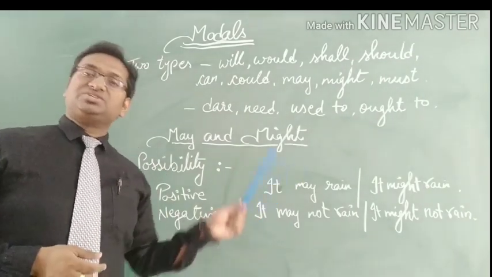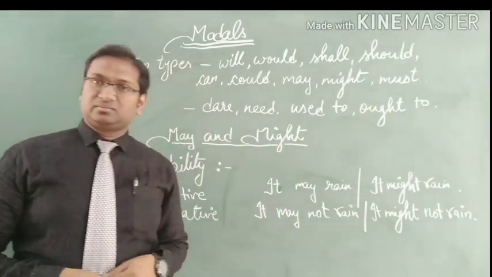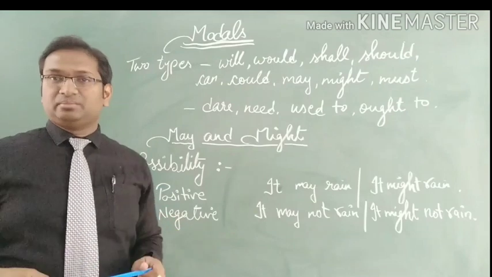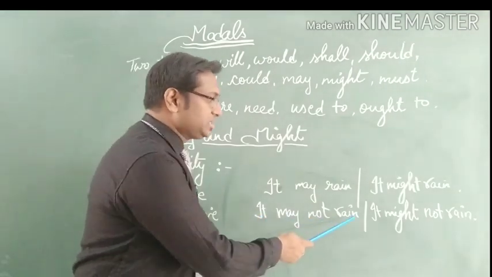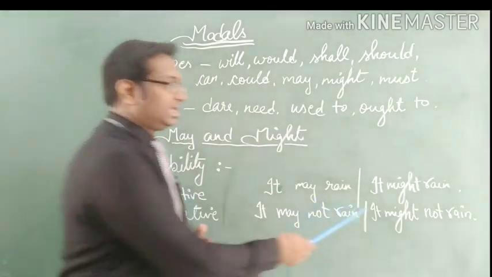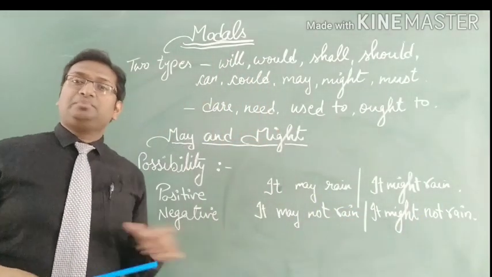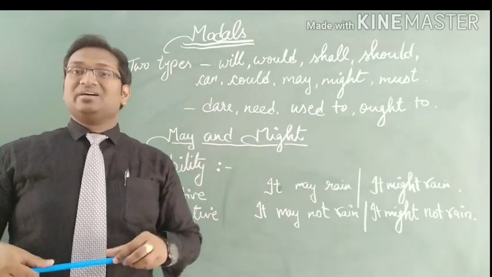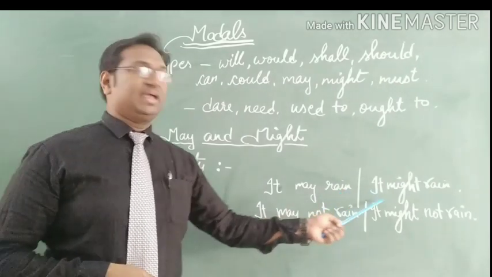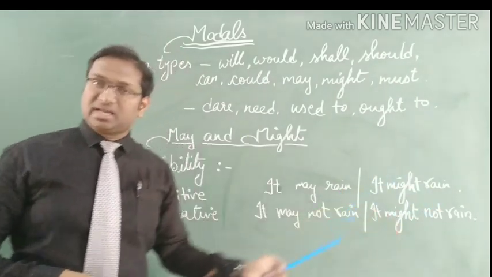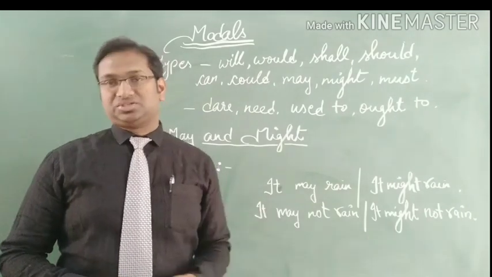Now change this into negative. For negative we are going to use not after may and might. So your sentence will be it may not rain or it might not rain. So this is your possibility of rain. Positive, it may rain or it might rain. And negative, it may not rain, it might not rain.